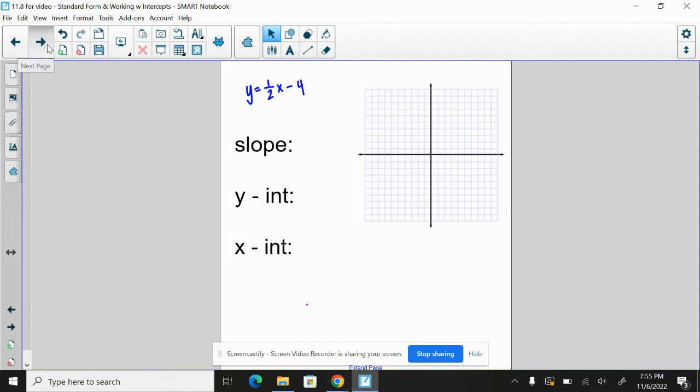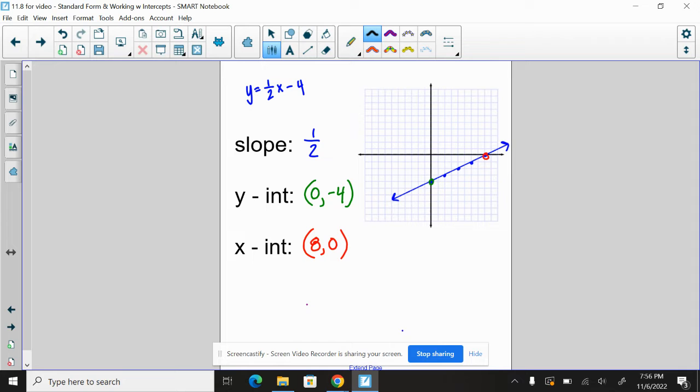All right, we're back. So hopefully you got something that looks like this. Your slope is a half and your y-intercept is -4. And we know that this point, (0, -4), is where our line crosses the y-axis. It's our starting point. And then we use our slope and we go up and over, up and over, and up and over. And then we get to something called our x-intercept. And this is where our line crosses the x-axis.